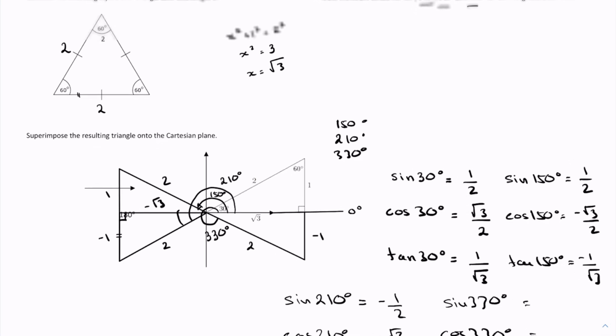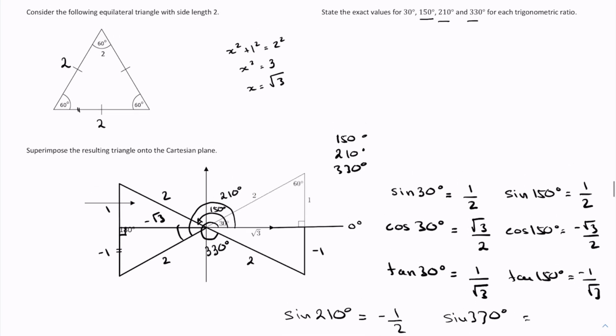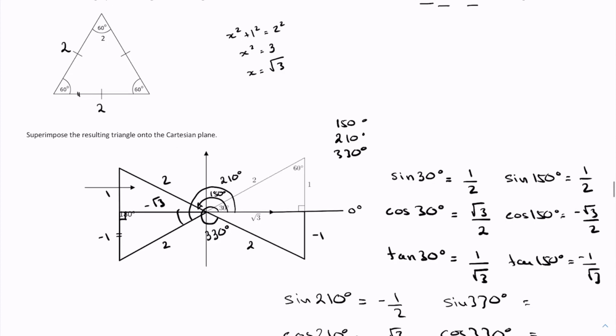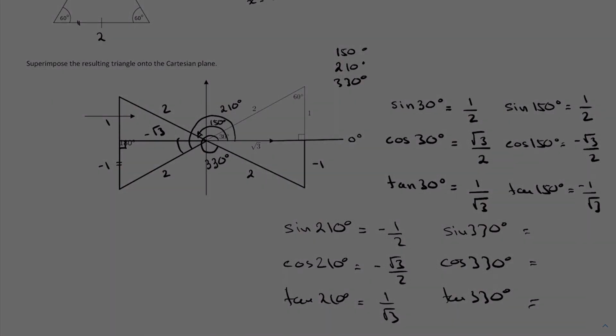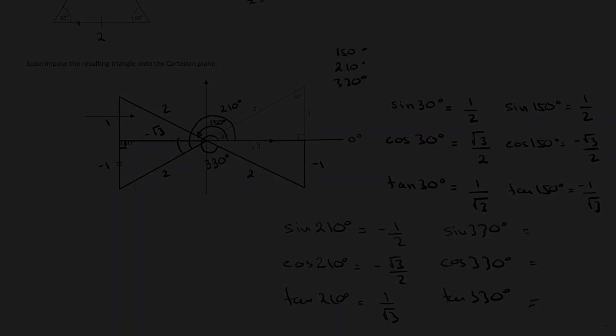And that's what we mean by our special triangle of a 90, 30, 60, or 1, 2, root 3 triangle, and how we can use it to find the various trig ratios for those corresponding angles.